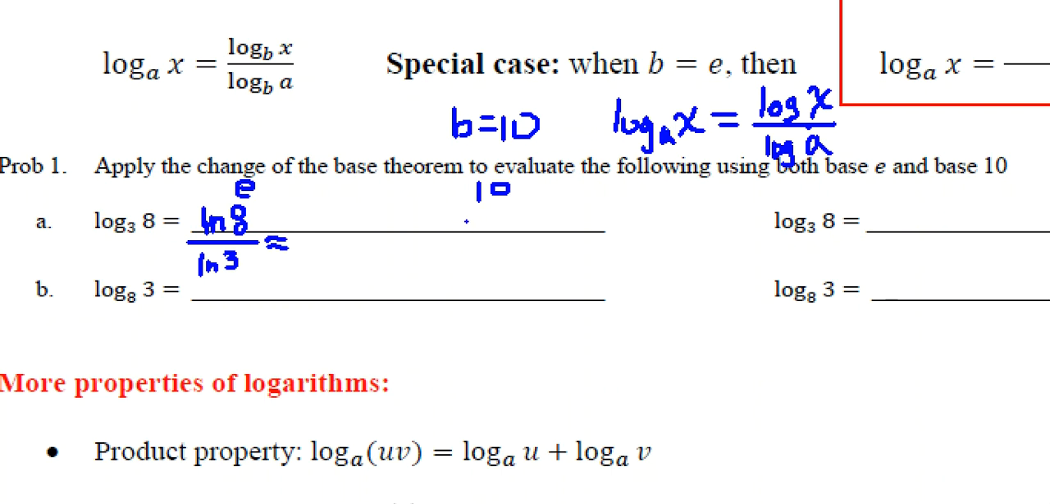But for the second one, if you use common log, then log base 3 of 8 is going to be common log of 8 over common log of 3. And then of course we are going to evaluate these two numbers and then find the ratio in decimals. But this is what we are trying to do for this problem.